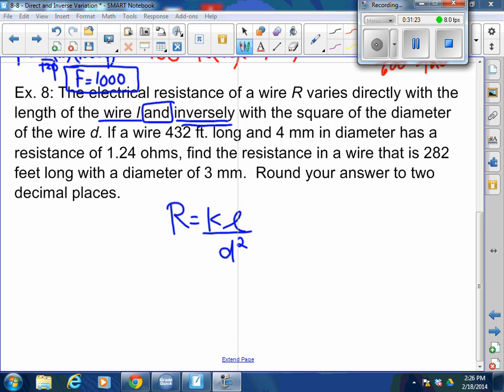Okay, so real quick, if the wire was 432 feet long, that's your L, and had a 4 millimeter diameter, that's my D, and has a resistance of 1.24 ohms, that's my R. Plug all of those in, find k. Rewrite it with your k, and then plug in the new information, and you'll have your answer.